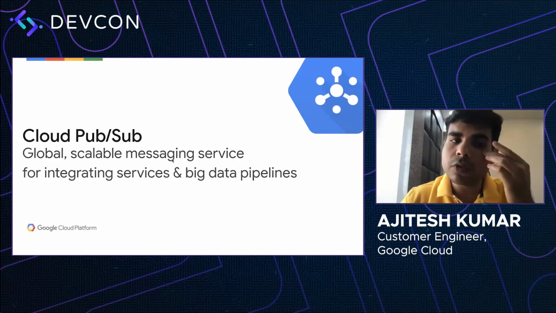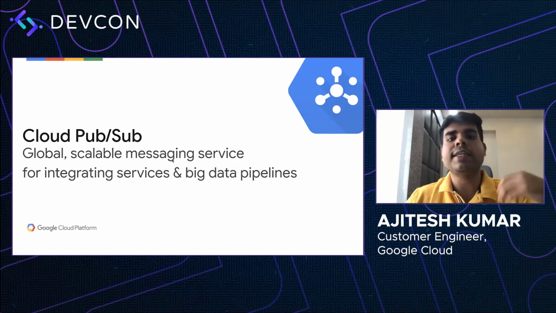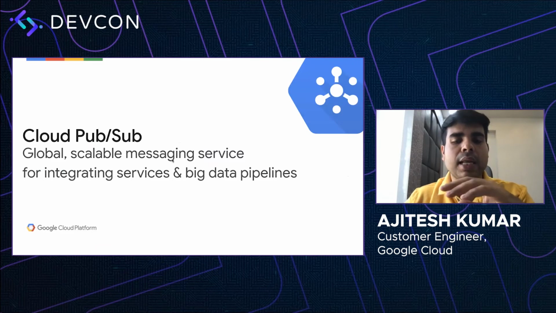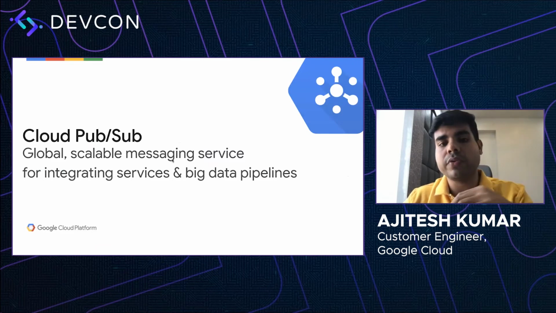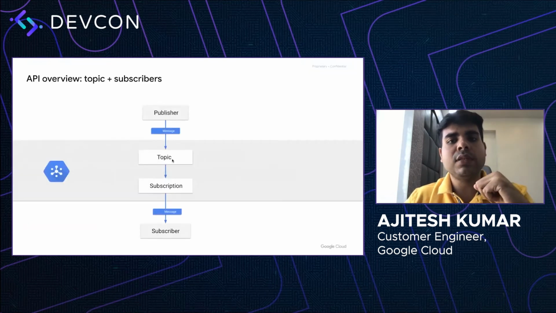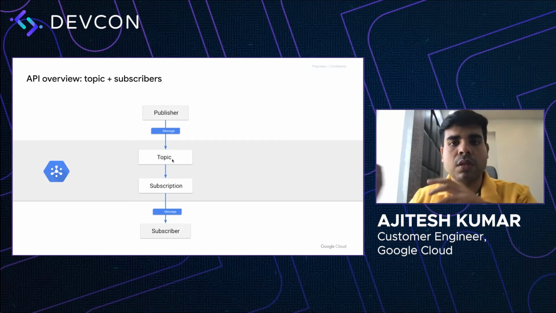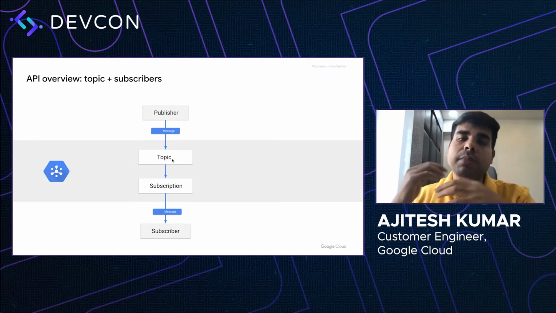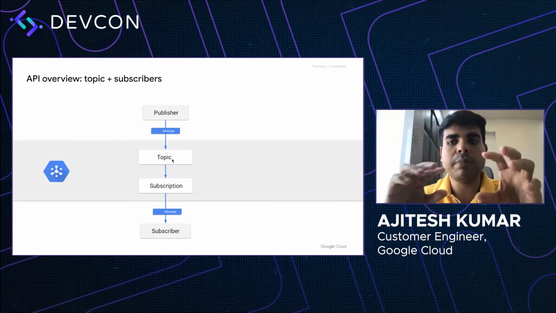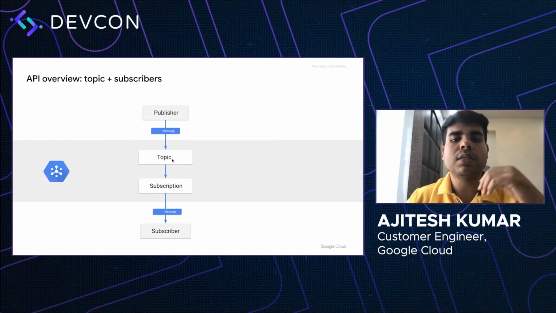So after Debezium, we have Cloud PubSub. Cloud PubSub, as I said, ingests event streams from anywhere and at any scale, and it could be used for your real-time stream analysis. At a high level, Cloud PubSub is basically a publisher and subscriber service. A publisher publishes a message to a topic, and then you have subscribers who subscribe to those topics. Once the messages are published, the subscribers get those messages.